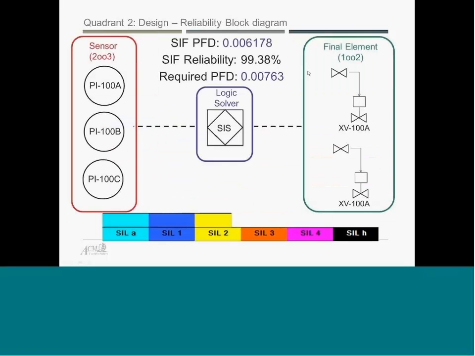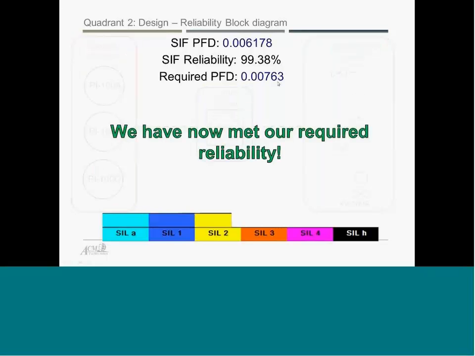So let's go back to our reliability block diagram, looking at our PFDs. Our probability of failure on demand and reliability is actually better than we require. So that means we're complete at this point. We've met our required reliability. So now we know what we need to build the SIF to.